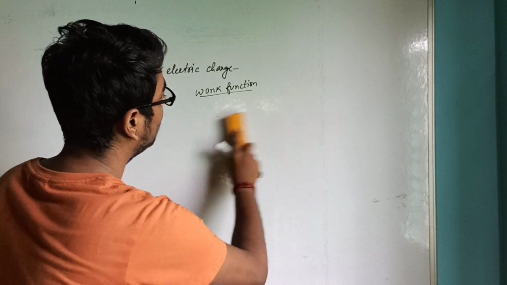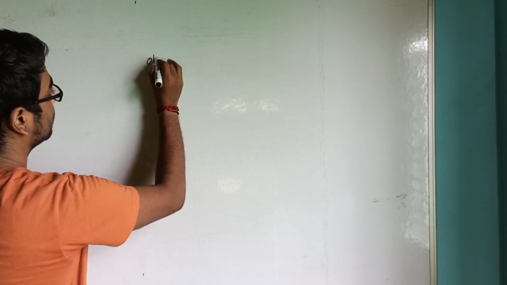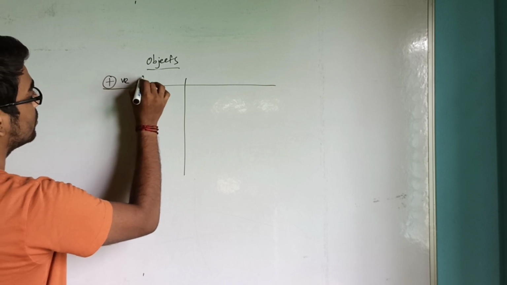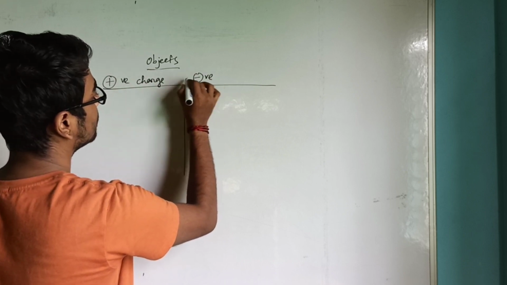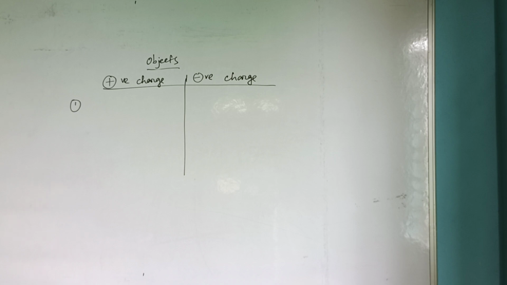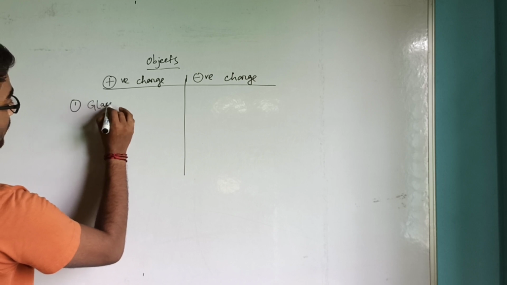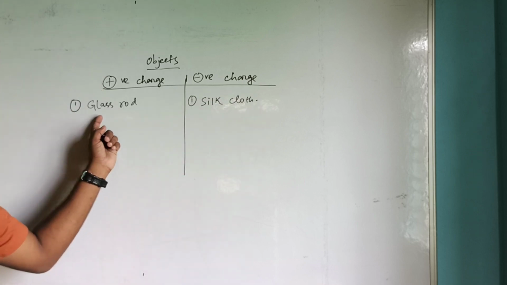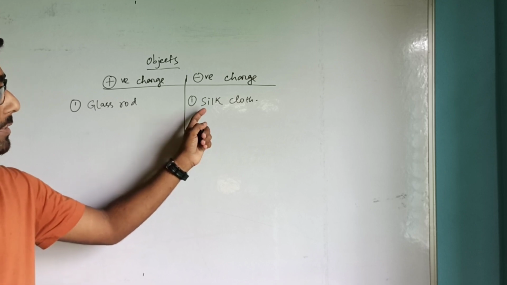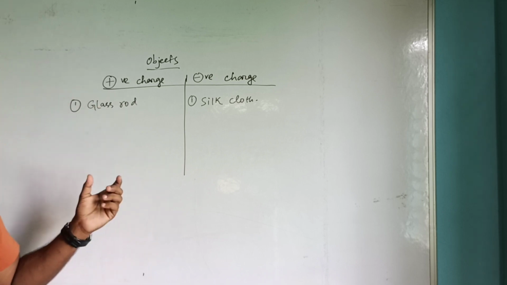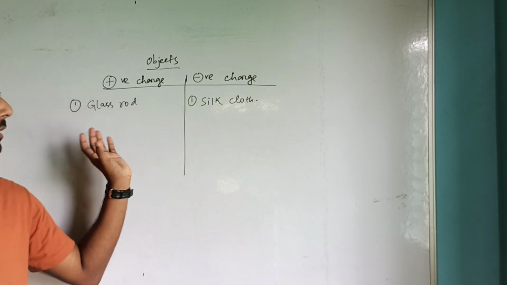Here we can make a table of a few objects which acquire positive and negative charge. Here positive charge, here negative charge. Number 1 is glass rod and silk cloth. Whenever we rub a glass rod with a silk cloth, the silk cloth acquires negative charge and the positive charge is acquired by the glass rod. The reason is simple, because of the work function of the atoms present in both materials.